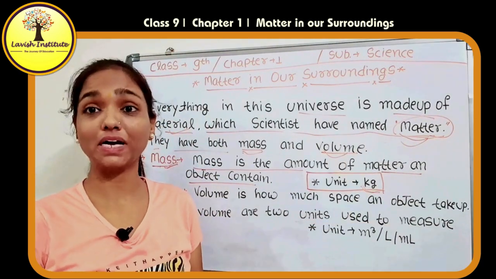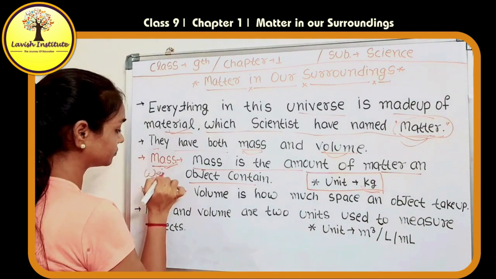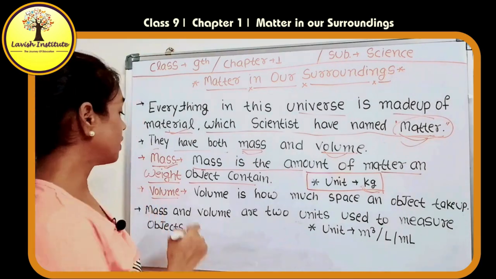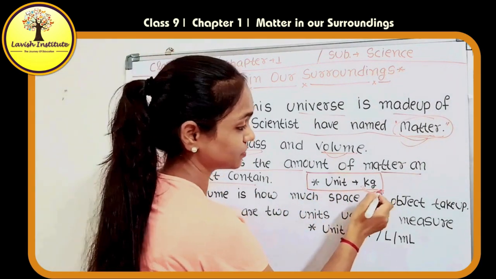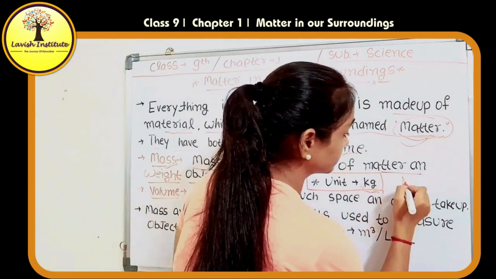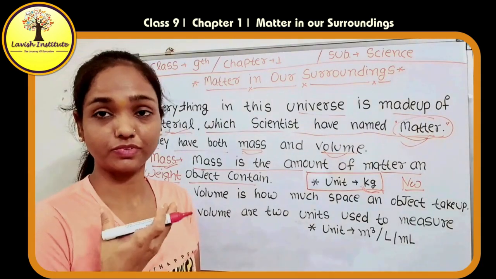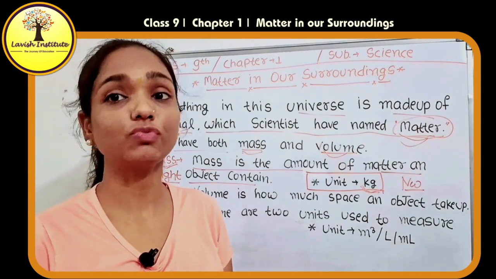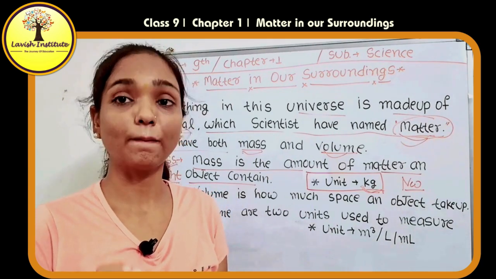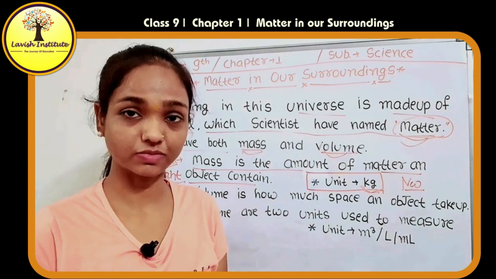But do you know that mass and weight are two different things? The unit of mass is kg, kilogram, but the unit of weight is Newton. The weight depends on gravity, and the mass remains constant everywhere, but weight is different on the moon and earth.